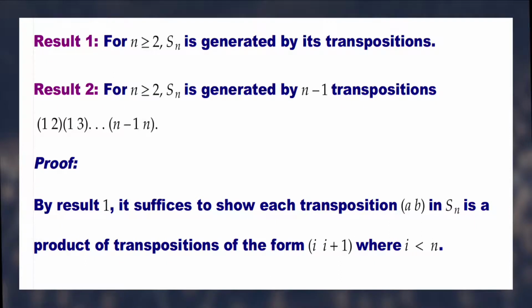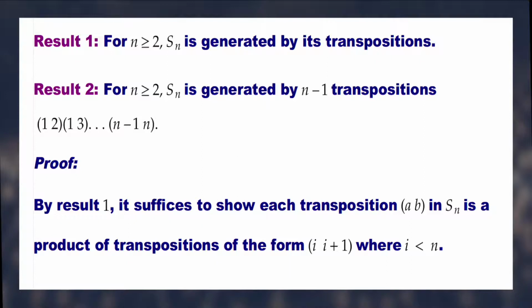Let us see the generating sets of some interesting groups as the following results. Result 1: for n greater than or equal to 2, Sn is generated by its transpositions. Result 2: for n greater than or equal to 2, Sn is generated by the n minus 1 transpositions (1 2), (1 3), and so on, up to (n-1 n).